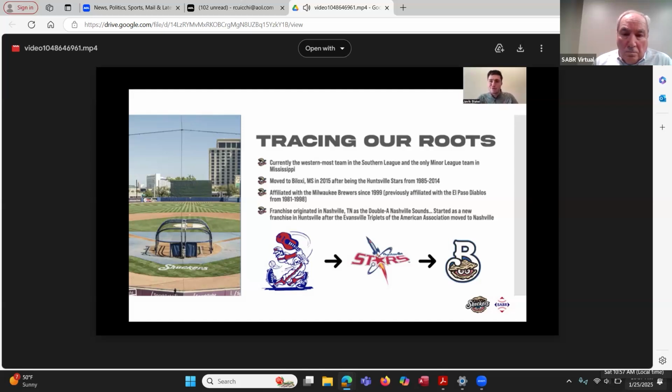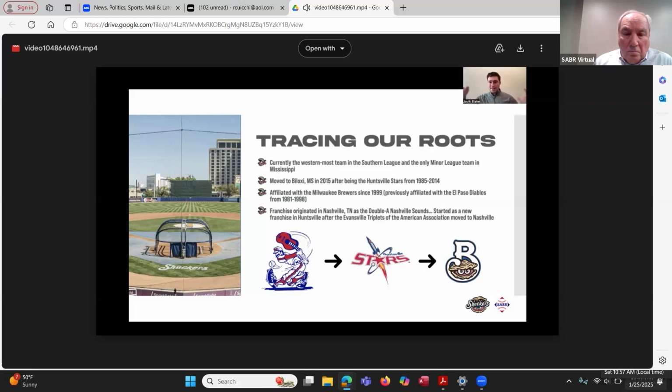But the way Huntsville worked was really fascinating. The Stars technically, and you put technically in quotation marks because the way things were recognized were different, originated in Nashville, Tennessee as the AA Nashville Sounds back in the day in the Southern League. Now, when the Sounds moved up to AAA in 1985, they carried on the legacy of the Sounds, but the franchise was taken from Nashville and transferred to Huntsville in the Southern League. So the Huntsville Stars were the new Southern League franchise for 1985 as the Sounds went up to AAA.